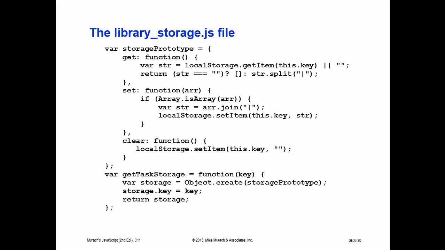It starts by creating an object that's named storage prototype, which is used as a prototype to be able to create another object. The prototype object creates a get, a set, and a clear. The get retrieves a string from local storage, converts it to an array, one task for each element, and returns the array. The set accepts the array, converts it to a string, and stores it in local storage. The clear sets the string in local storage to an empty string.